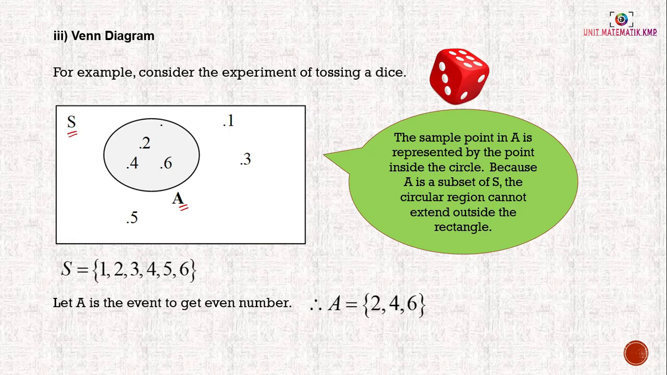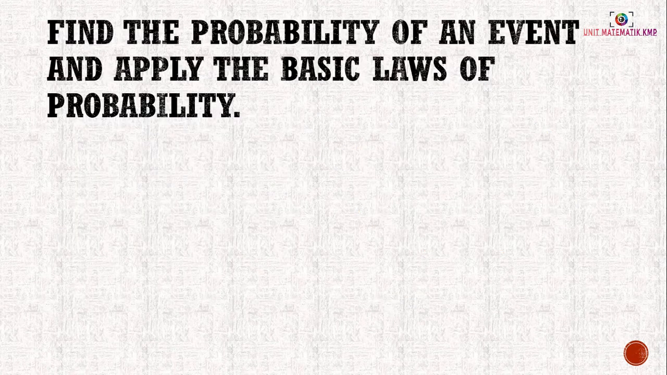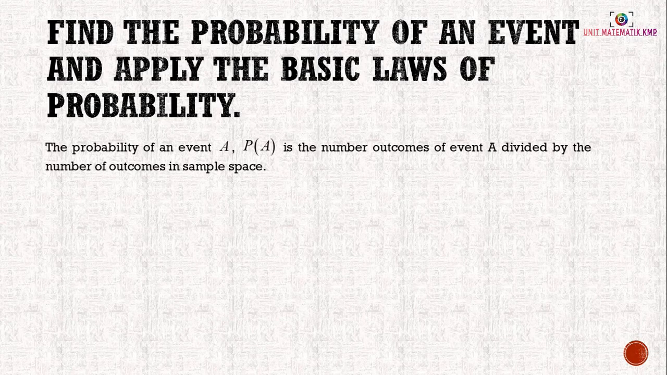So the sample space bila kita toss a dice adalah 1, 2, 3, 4, 5 and 6. Okay, let A is the event to get even number. So kita letak dia dalam bracket untuk write dia punya sample space for A is 2, 4, 6. Okay, now you want to find the probability of an event and apply the basic laws of probability. Okay, so the probability of an event A, so P(A), is the number of outcomes of an event A divided by the number of outcomes in sample space.